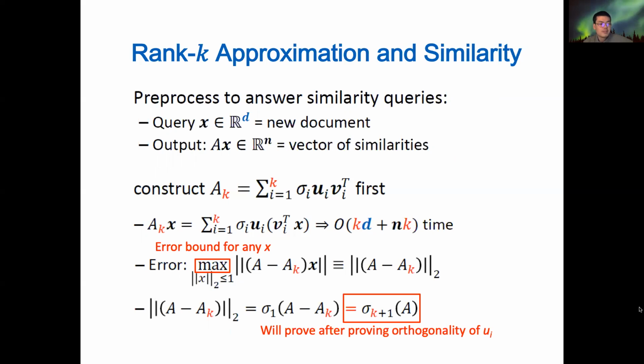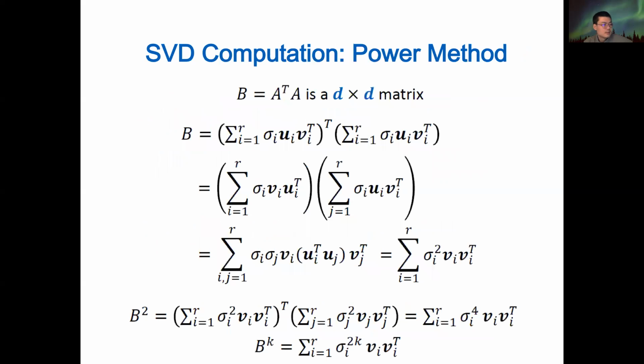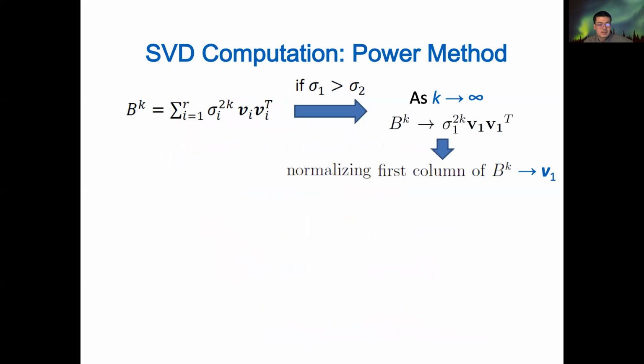Because once the dominating component is gone, then the second one is done. So basically, sigma 2 V2 transpose is done.